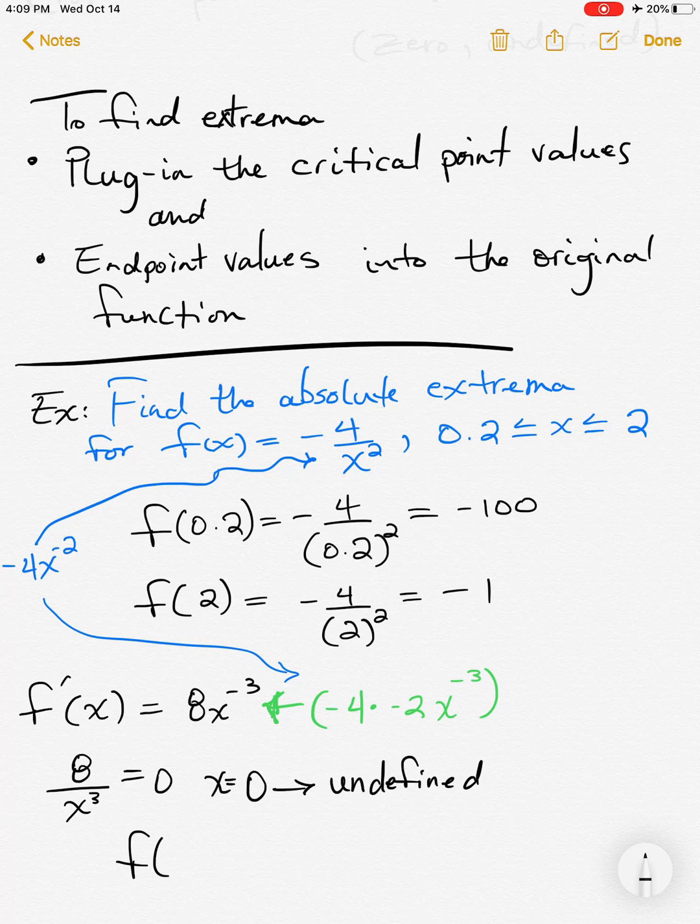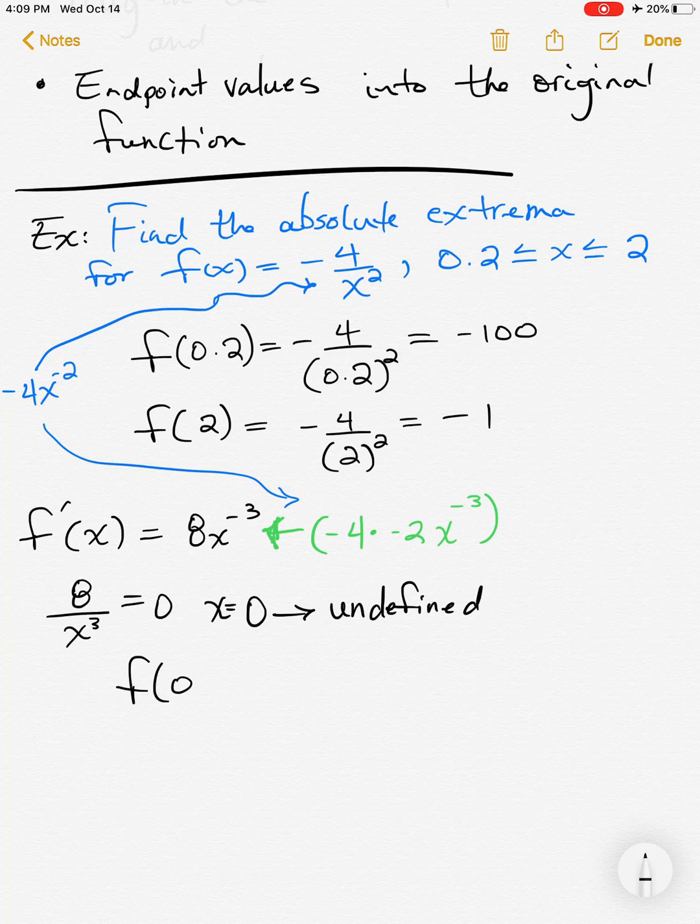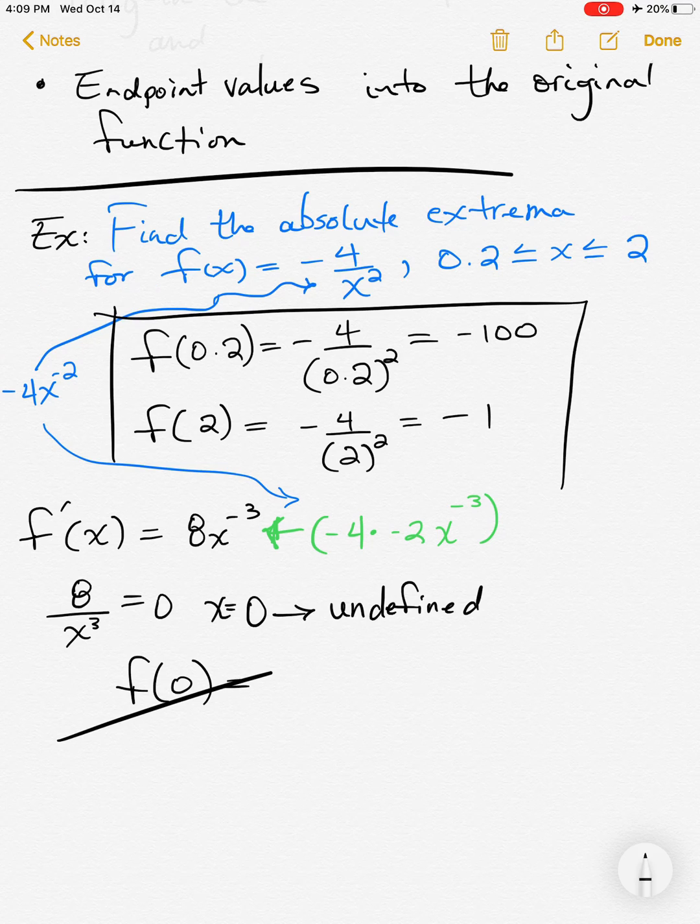So we plug x equals 0 into our original function, and in our original function, what we have is something else that would be undefined with that critical value. So the endpoints themselves produce the absolute max at x equals 2 and the absolute min at x equals 0.2.